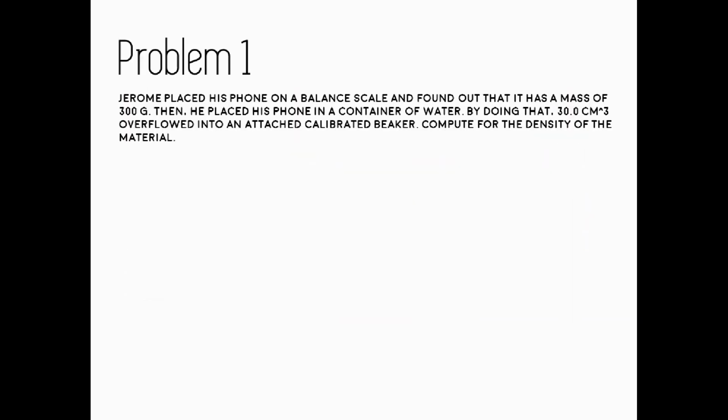Let's try to grasp the concept now with some examples. Jerome placed his phone on a balance scale and found out that it has a mass of 300 grams. Then, he placed his phone in a container of water. By doing that, 30 cubic meter overflowed into an attached calibrated beaker. Compute for the density of the material.